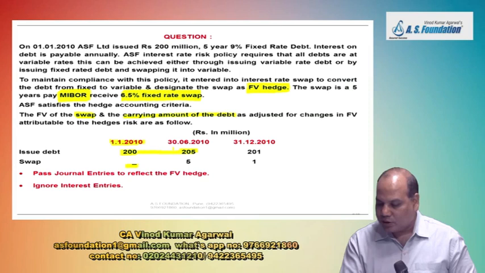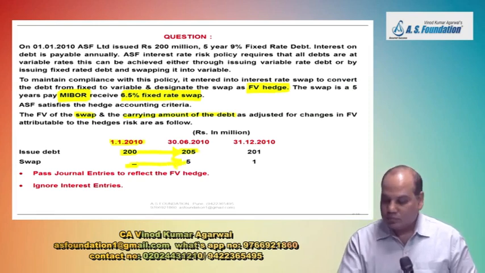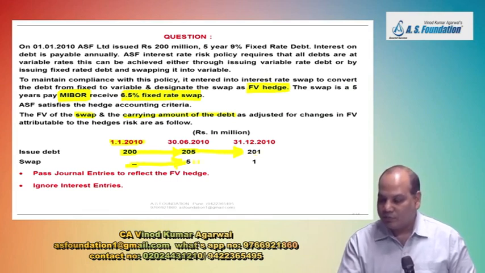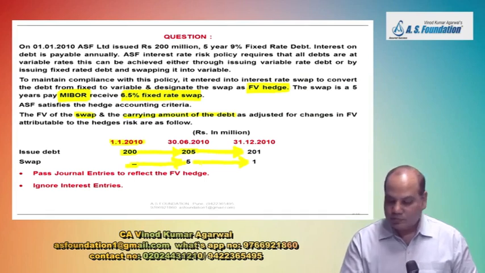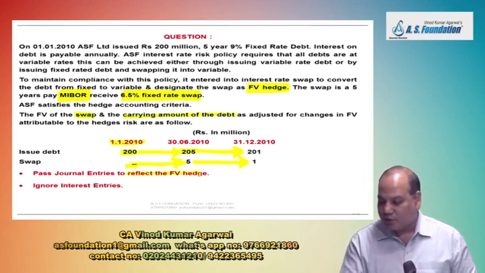The value of the liability has increased by 5, so loss. The swap has increased from 0 to 5, gain. Then in the next 6 months, the liability decreased from 205 to 201, gain. The fair value of the swap decreased from 5 to 1, loss. So 4 gain, 4 loss. In the previous 6 months, 5 loss, 5 gain. It's an effective hedge, so the impact on the P&L account should be 0. Pass journal entries to reflect the fair value hedge.